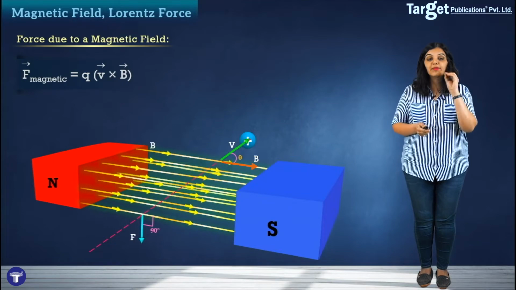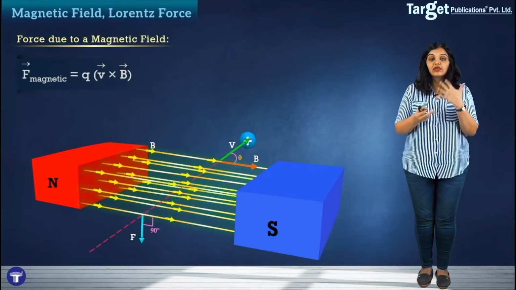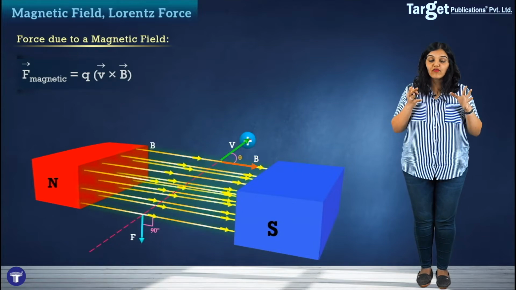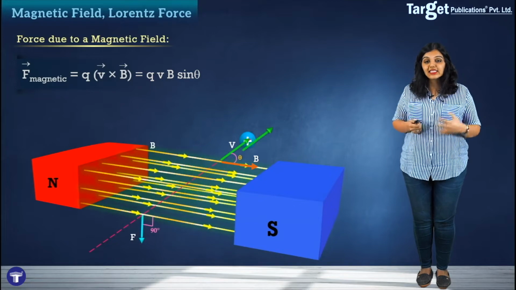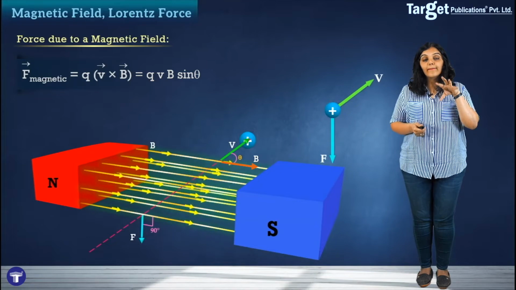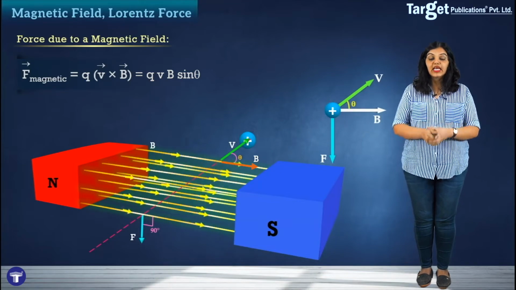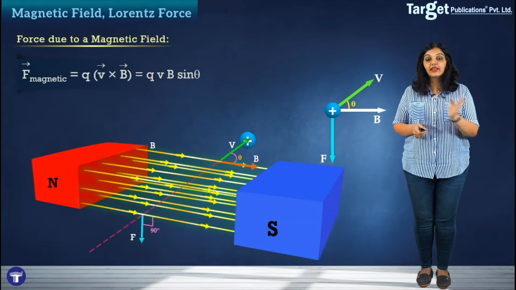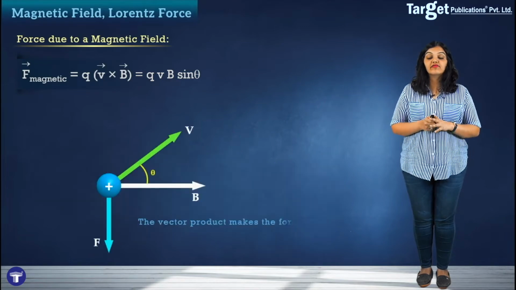So let's see how it depends on the angle. We know that F is given by Q, V cross B, and the cross product rule says that V cross B means VB sine theta. That is, the magnitude of the force due to a magnetic field will be Q V B sine theta. And as this angle will change, the magnitude of the force will change. So let's try to bring these forces together and try to analyze when the force will be maximum and minimum. Let's say that the angle between the velocity with which the particle enters a magnetic field and the magnetic field is theta. Then let's analyze what will happen if this theta's value changes.